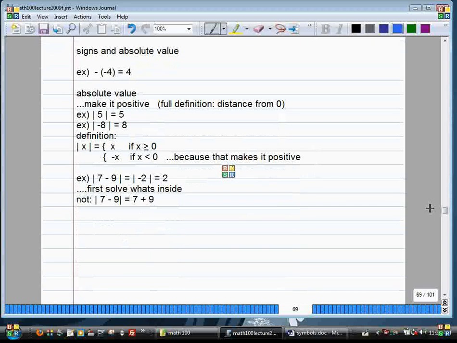So that was a short bit on absolute value. Any questions on those things? Okay. So, Stephanie, any questions? No? Okay.